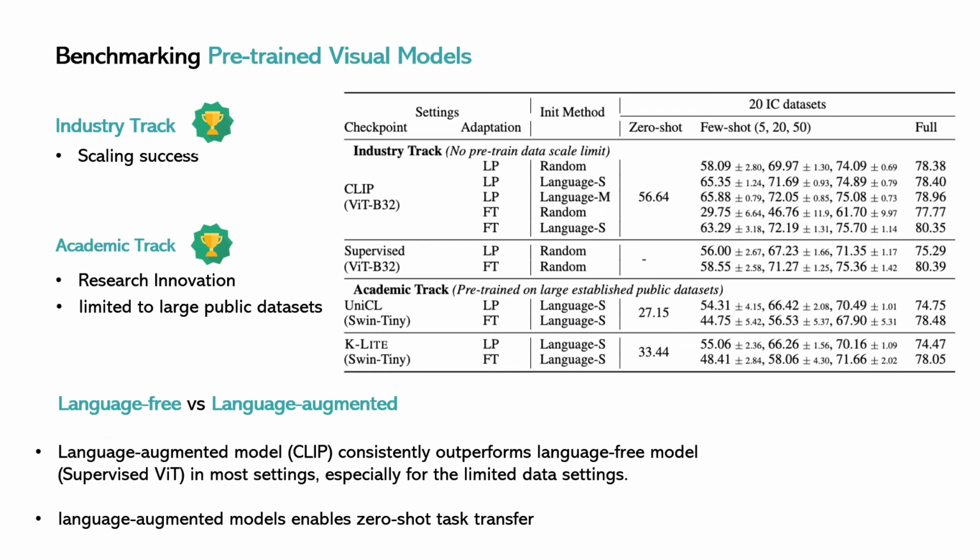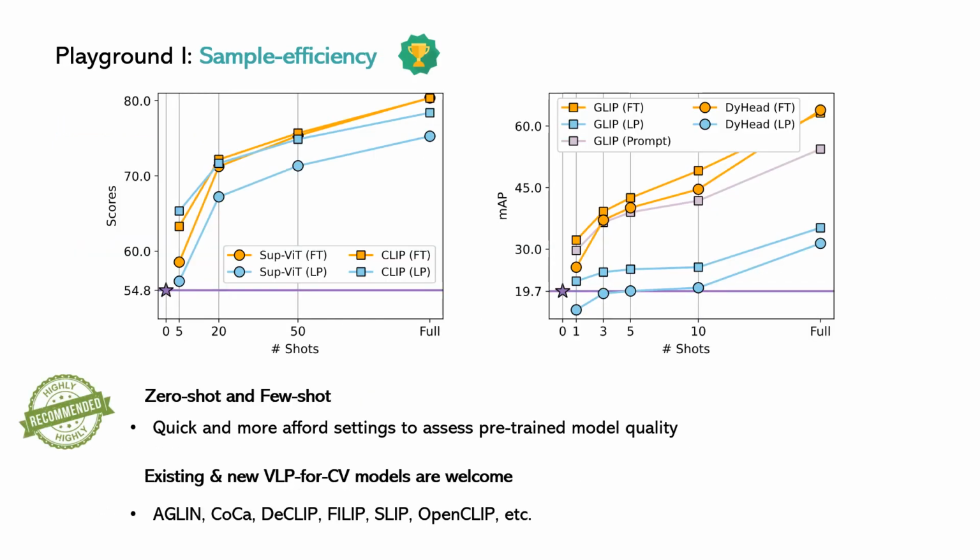To encourage diversity and inclusivity for the community, we encourage reporting results in 2 separate tracks. The industry track aims to evaluate the scaling success in data and model, while the academic track has a limited public pre-training dataset, aiming to encourage innovations of research ideas and methods. With our benchmark, we see language-augmented models are better than language-free models with better recognition accuracy and zero-shot task transferability. We also recommend 3 different playgrounds based on the benchmark to accommodate different research efforts in the community.